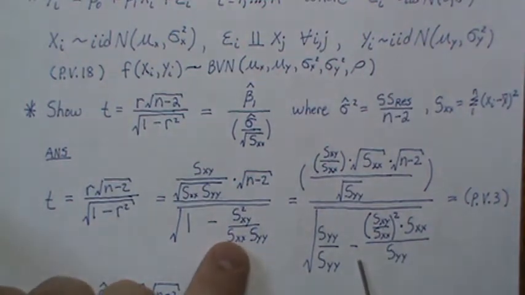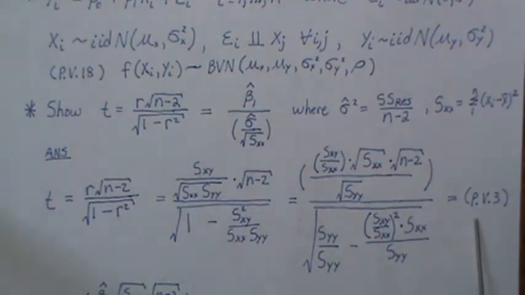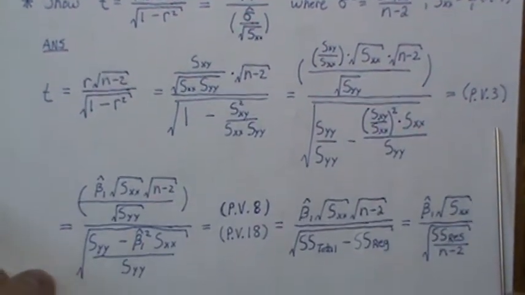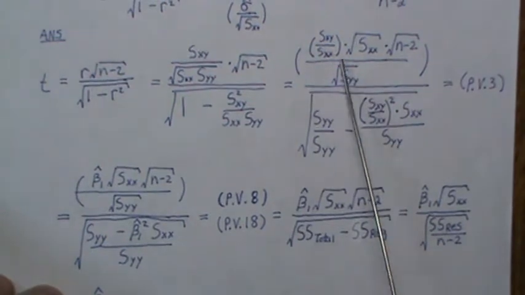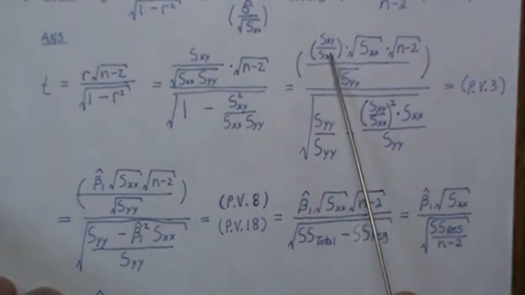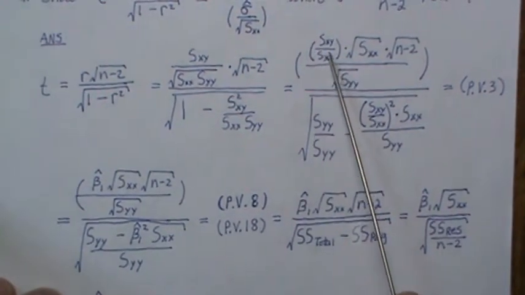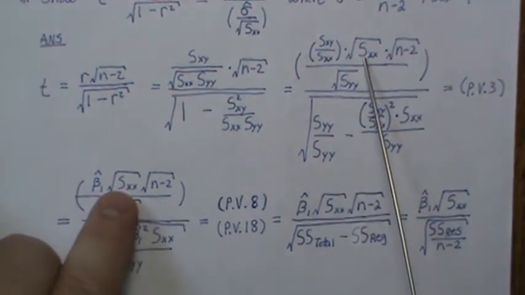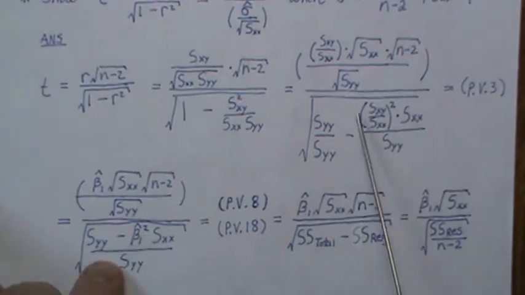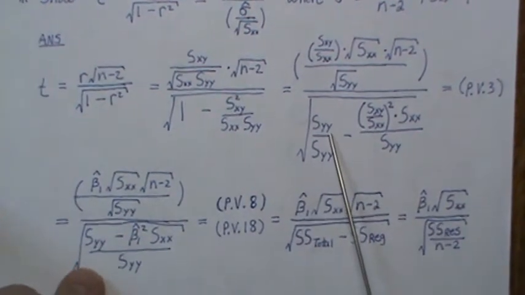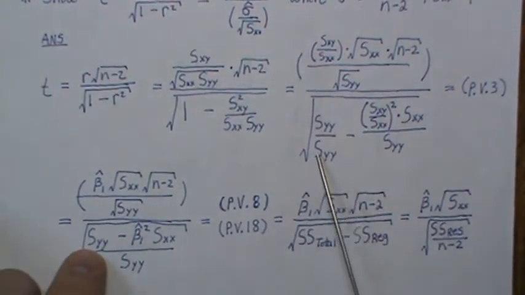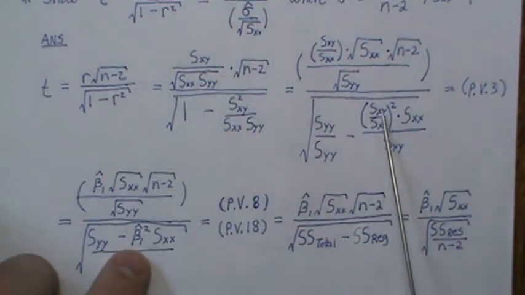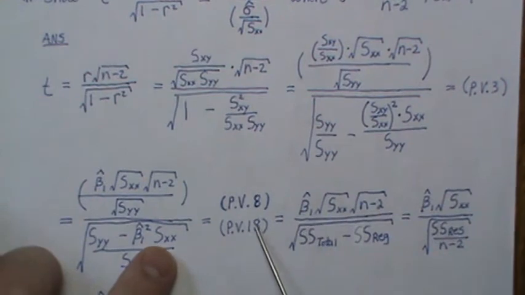So nothing's really changed. Now the next result is from previous video number 3 in the list, where this numerator right here is the least squares estimate for beta 1, right? The same. Here, we just make it a fraction, so it's this, and that's the least squares estimate for beta 1, so it's squared SXX, so nothing changes.